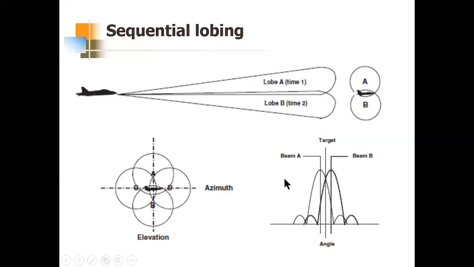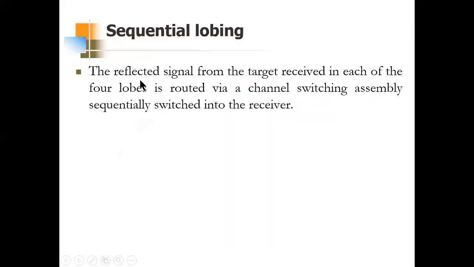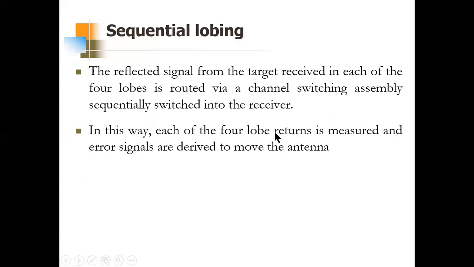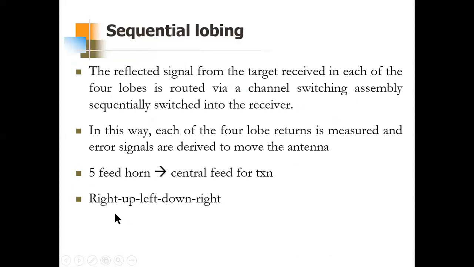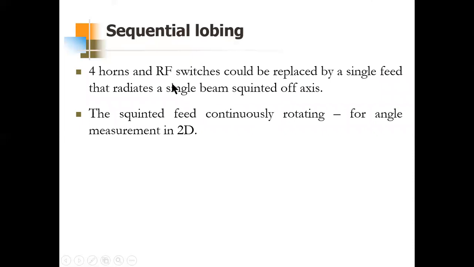Off axis in the sense that if this is the switching axis, the beam would be squinted, pointing to some other location. The reflected signal from the target received in each of the four lobes is routed via a channel switching assembly and sequentially switched into the receiver. In this way, the four lobe returns are measured, and then error signals are derived to move the antenna. If you need the central feed for transmission and the other four feeds for reception, then we use a 5-feed horn. And this is the usual movement: up, left, down, and then again the same.